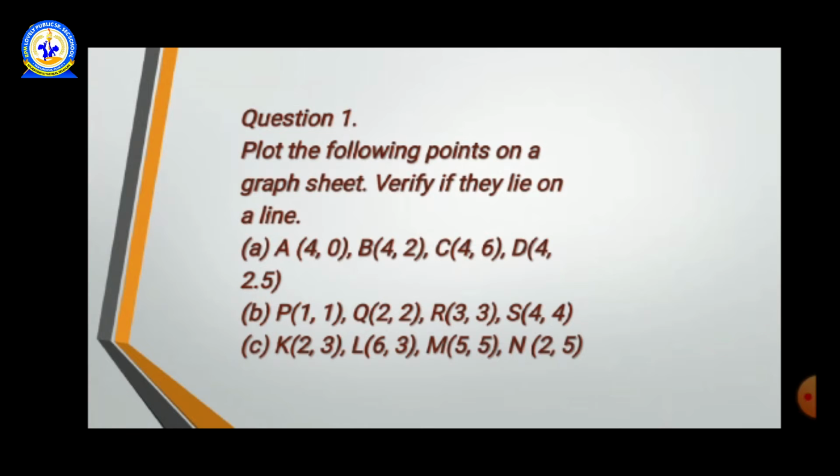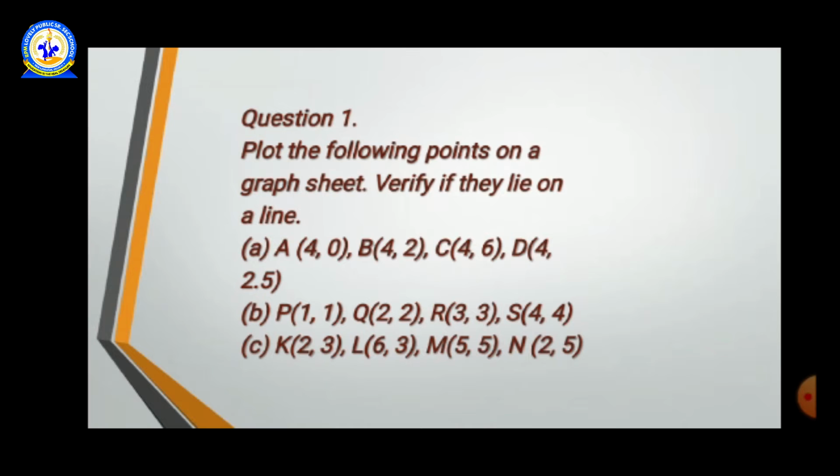It means we have to plot the points on a graph sheet, and after that we have to tell whether they lie on a line or not. The line can be vertical, horizontal, or diagonal, but it should be a single line. So you can see the first part, A. The A point coordinates are 4, 0. B coordinates are 4, 2, C coordinates are 4, 6, and D coordinates are 4, 2.5.